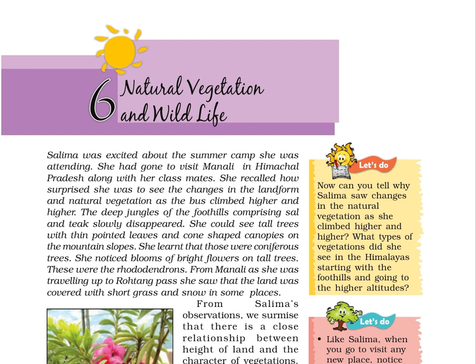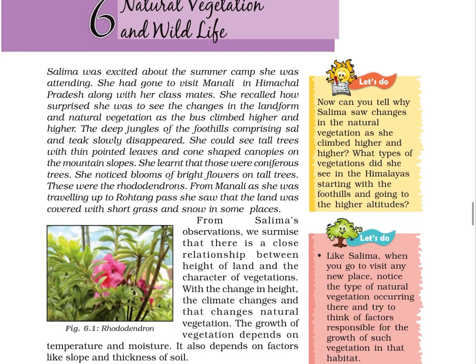higher and higher. The deep jungles of the foothills comprising sal and teak slowly disappeared. She could see tall trees with thin, pointed leaves and cone-shaped canopies on the mountain slopes. She learned that those were coniferous trees. She noticed blooms of bright flowers on tall trees. These were the rhododendrons. From Manali, as she was travelling up to Rohtang Pass, she saw that the land was covered with short grass and snow in some places.